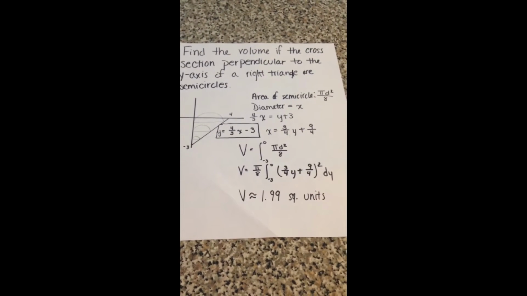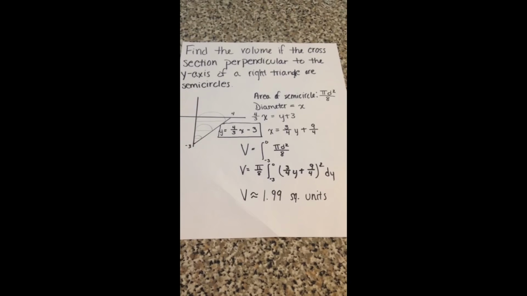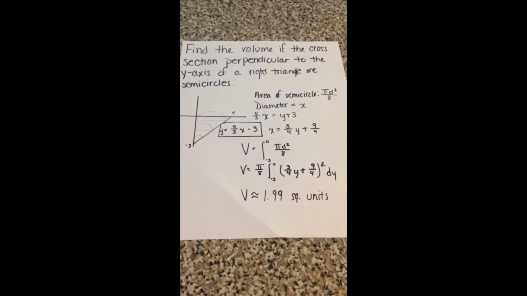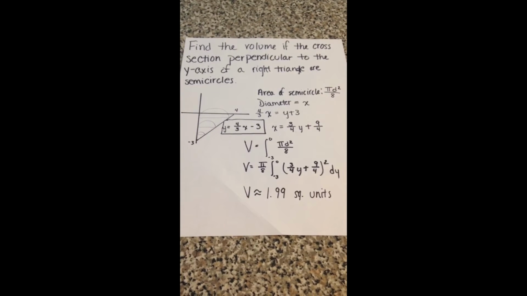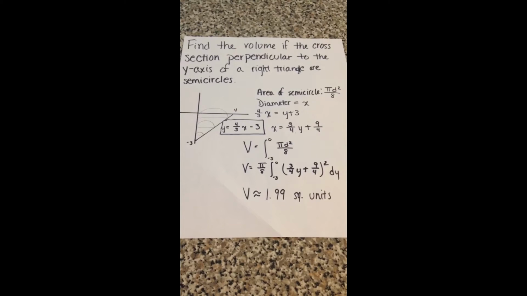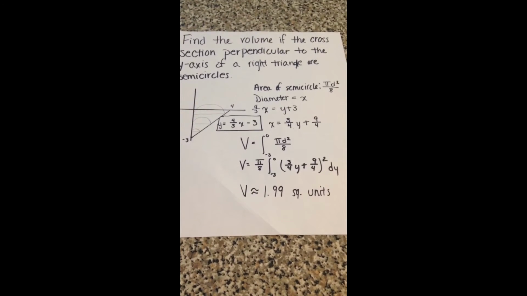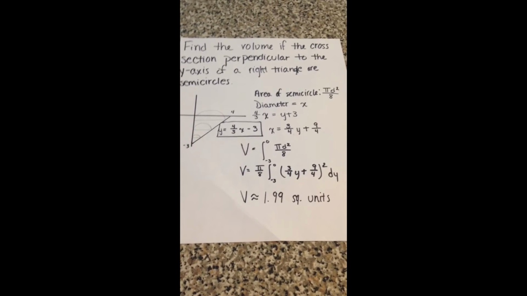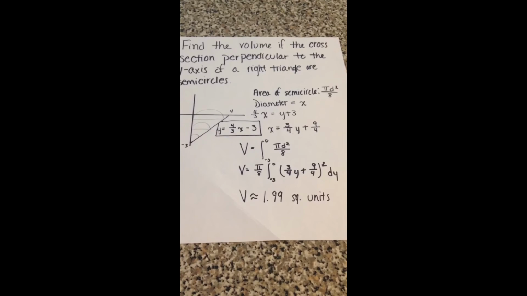So what we know is that the area of a semicircle is pi times the diameter squared over 8. Now in this problem, instead of the diameter being y, the diameter is going to be x, because we're looking at the perpendicular axis to the linear graph. So that's going to be the x value. So where we're given y, we have to solve and isolate for x. As you can see, x is equal to 3/4 y plus 9/4 when you isolate for x.